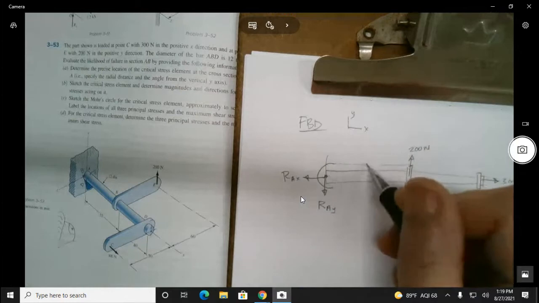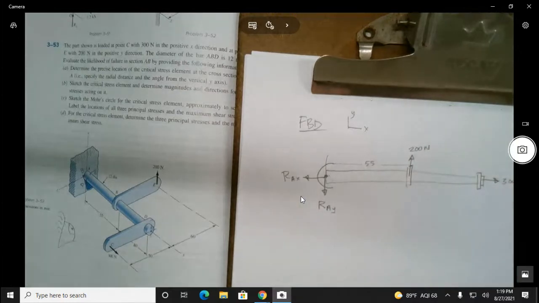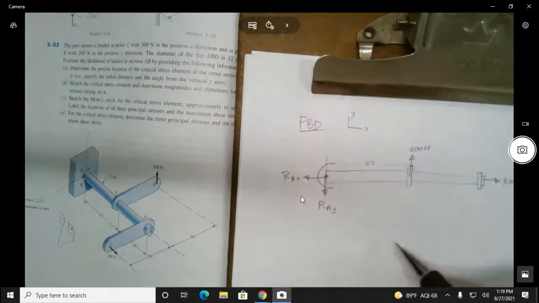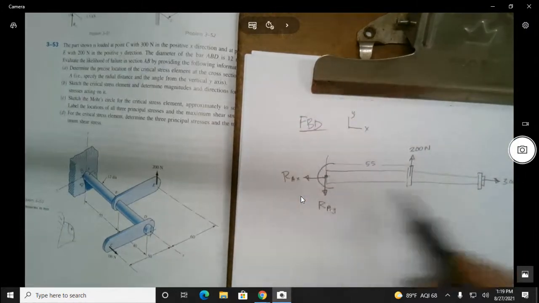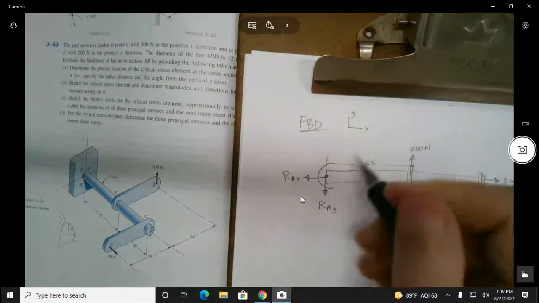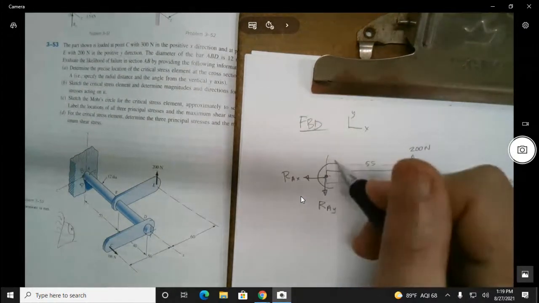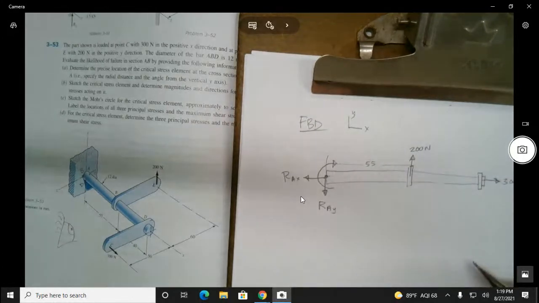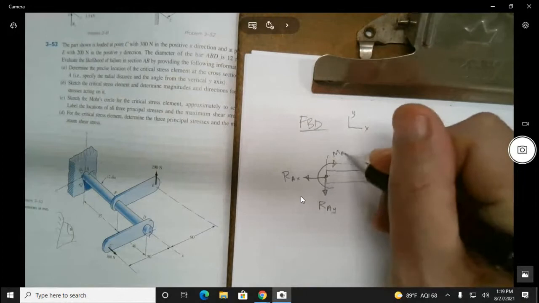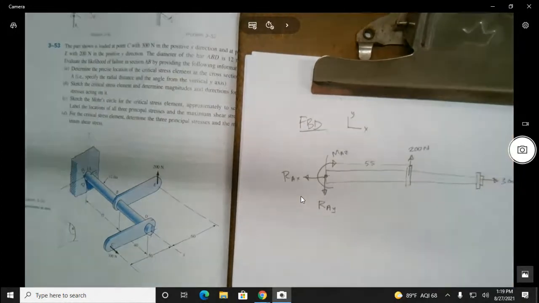And here's the moment arm. It's going to be, I'll put it as millimeters, 55 millimeters, right? And that's going to be counterclockwise. Therefore, this one's going to go right through the point, so it doesn't create a moment. So if this is going counterclockwise, this has to go clockwise and be called the moment at about the z-axis.